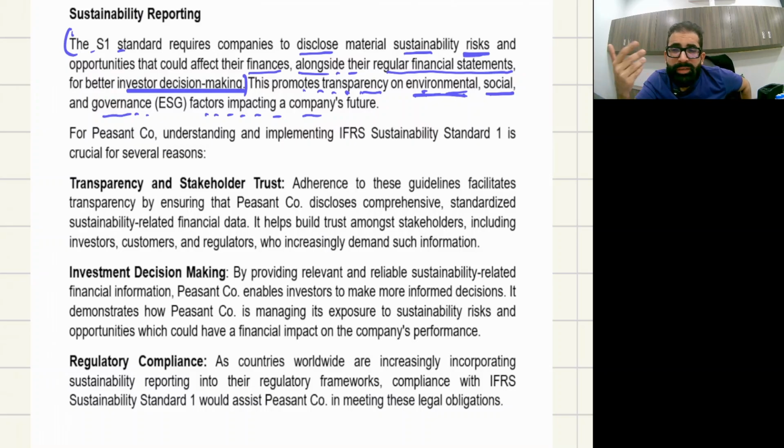And just think, if our country lost billions of dollars, we'll have to take more loans. It will impact our reserves. It will affect our currency. It will affect our interest rates, future decision making, many things. Just think. So by providing relevant and reliable sustainability-related financial information, Peasant Company enables investors to make more informed decisions. If you tell them what risks are involved, environmental related risks, they will be able to do better decision making right from now.